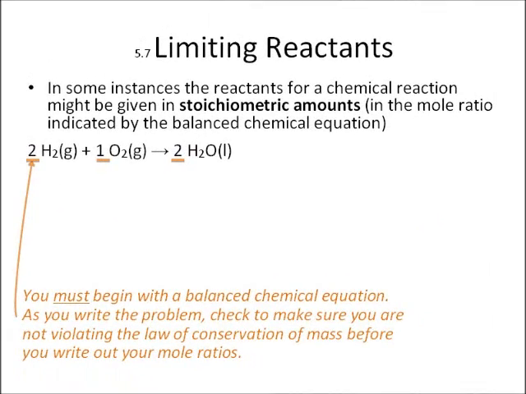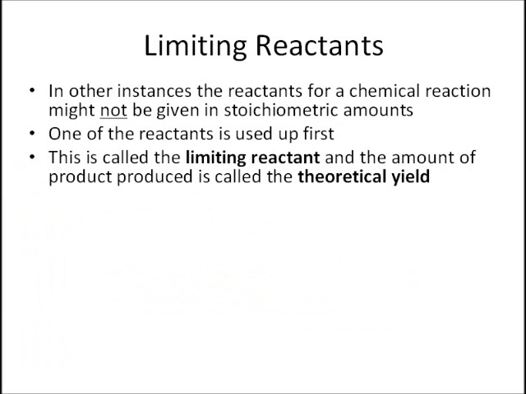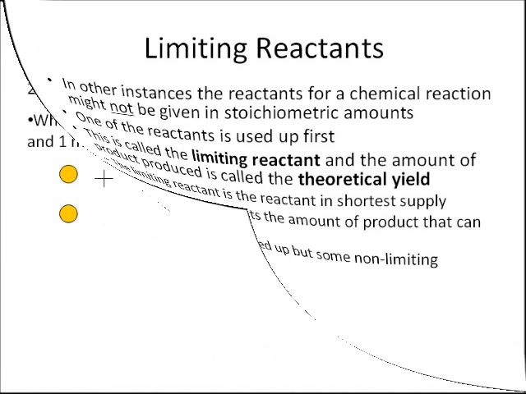In some instances, the reactants might be given in exactly stoichiometric amounts. In this equation, there would be 2 hydrogen molecules for every 1 oxygen molecule, or for 1 mole of hydrogen, you would only need half as much oxygen. In other instances, the reactants might not be given in stoichiometric amounts. When one of the reactants is used first, this is called the limiting reactant. The limiting reactant is in the shortest supply and limits the amount of product that you can make.